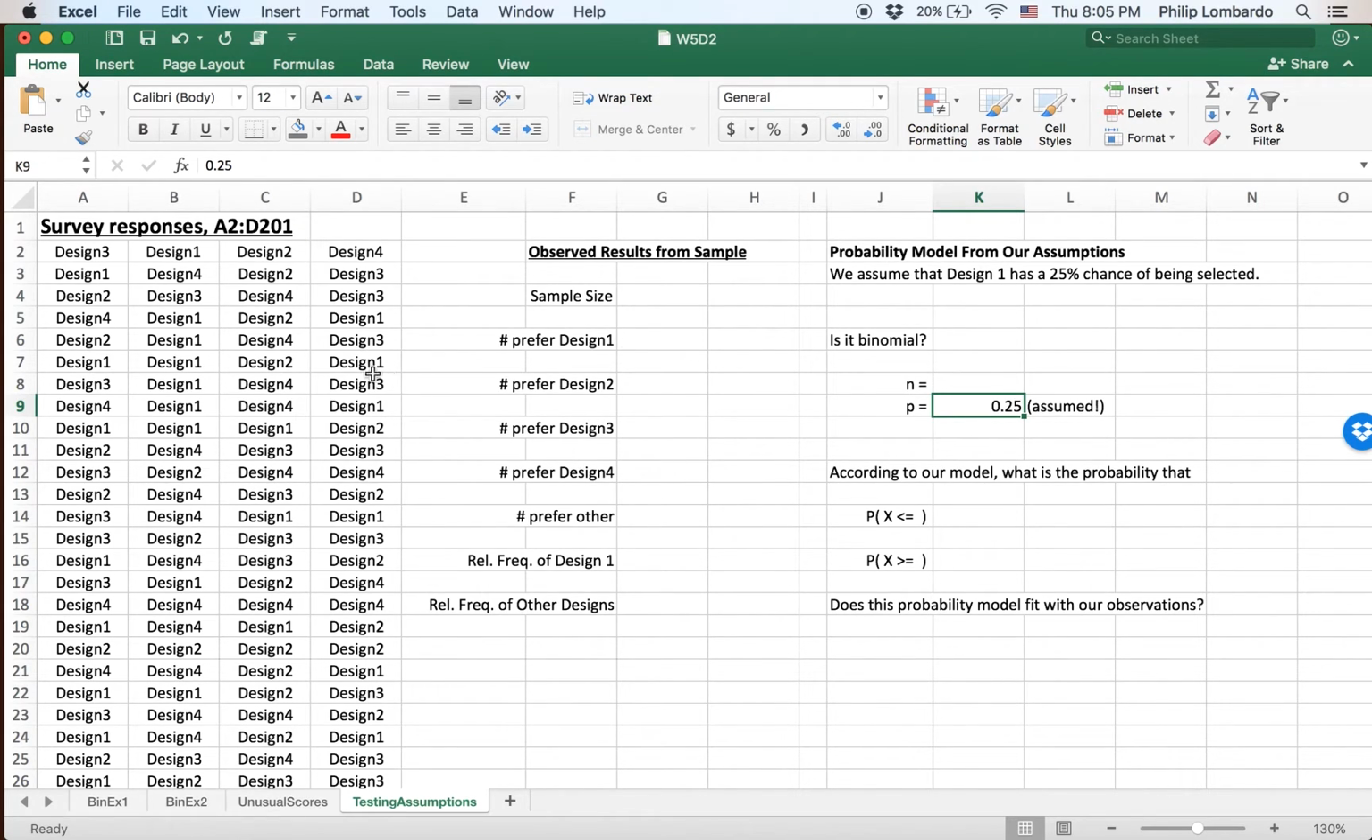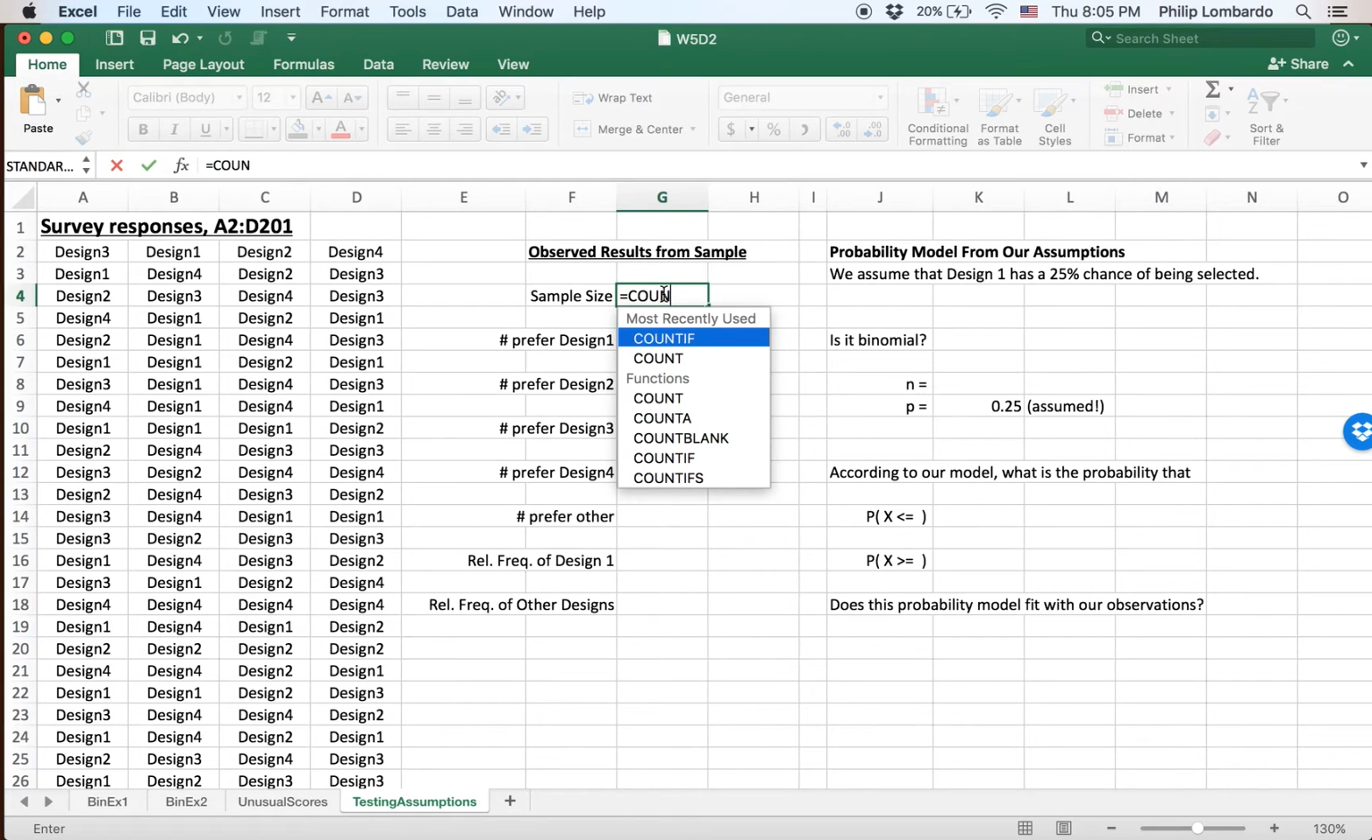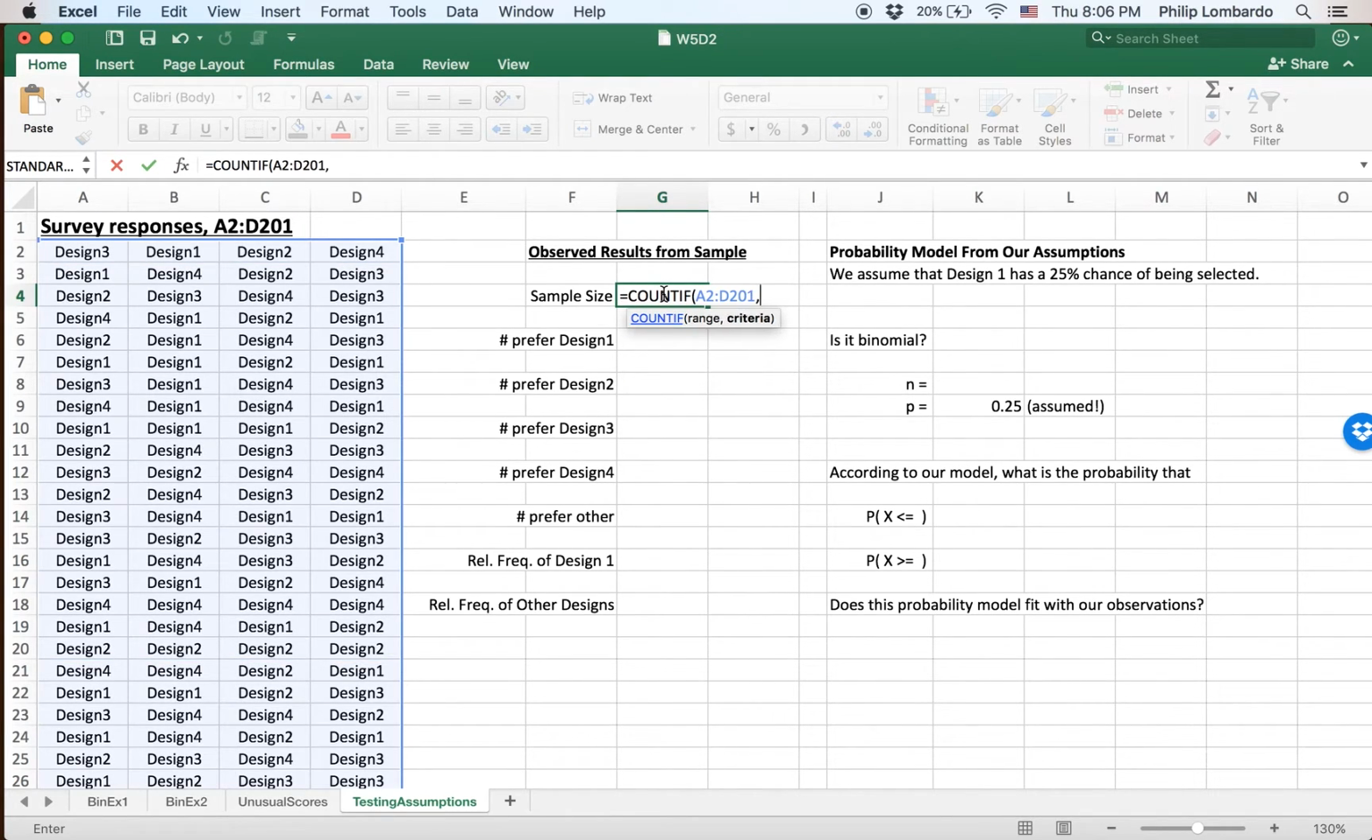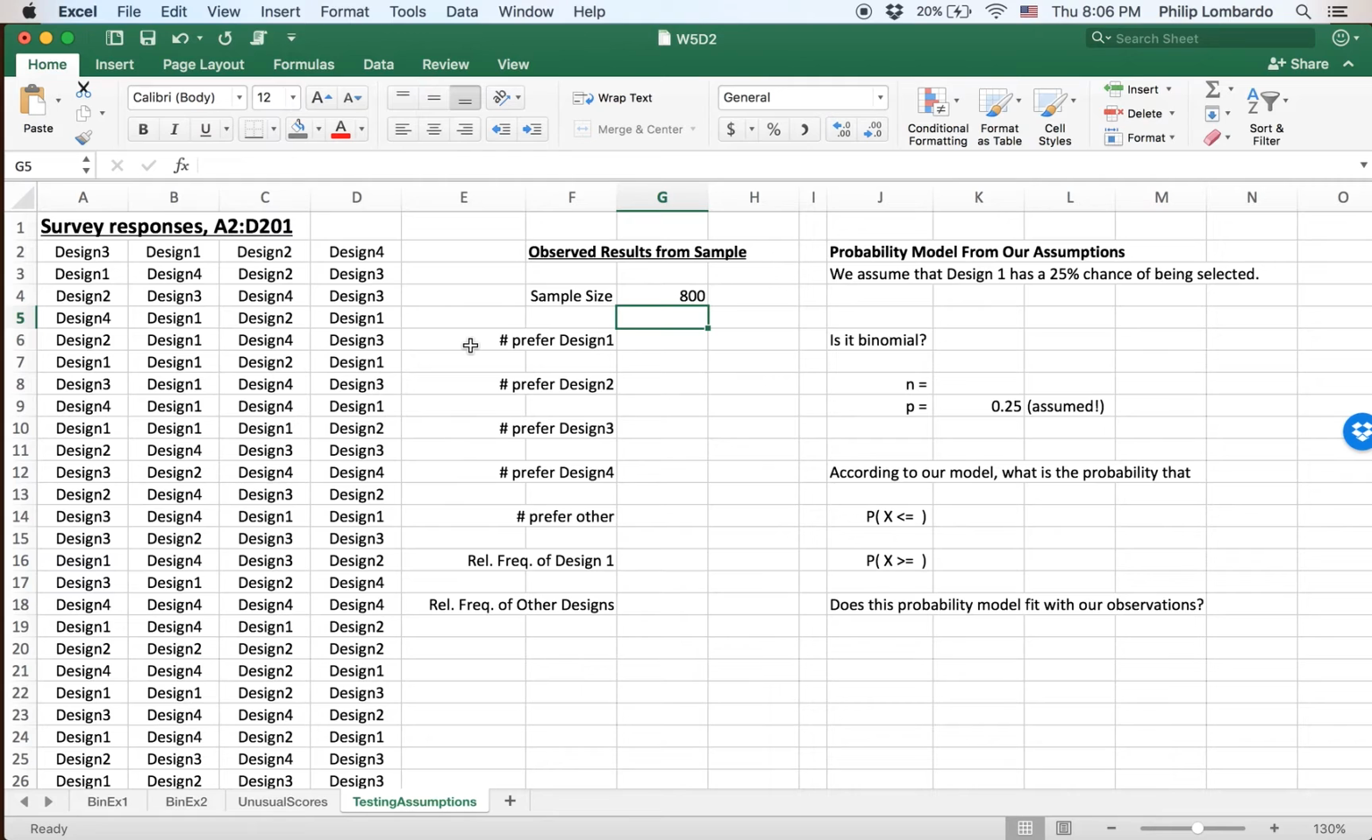So in order to do this, first of all, we need to consider how many people we sampled in our survey, because that's going to be the same thing as the n value for our binomial distribution. Since we're dealing with text, right, design 3, design 2, design 1, etc., we need the COUNTIF function. We can plug in our range, and the criteria we're going to use to count up all the cells is, remember, the little asterisks inside of your quotes. So this indicates that we've interviewed 800 people and asked them what their design preferences are.